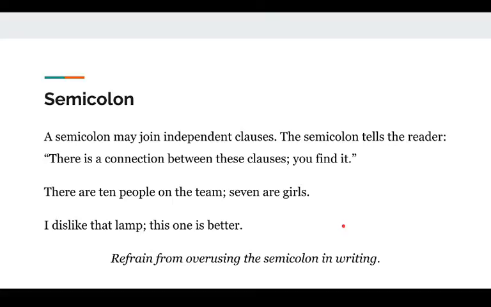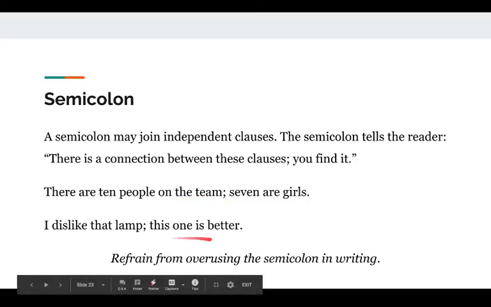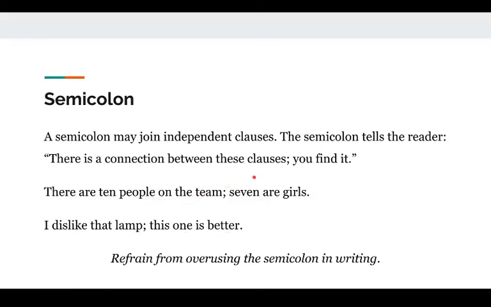Next, I'm going to be talking about semicolons and when to use semicolons. So a semicolon may join independent clauses. So the semicolon tells the reader, quote, there is a connection between these clauses, semicolon, you find it. So just for more examples, there are 10 people on this team; 7 are girls. I dislike that lamp; this one is better. So you may have noticed that both of these, before and after the semicolon, are independent clauses, full sentences that make sense by themselves.